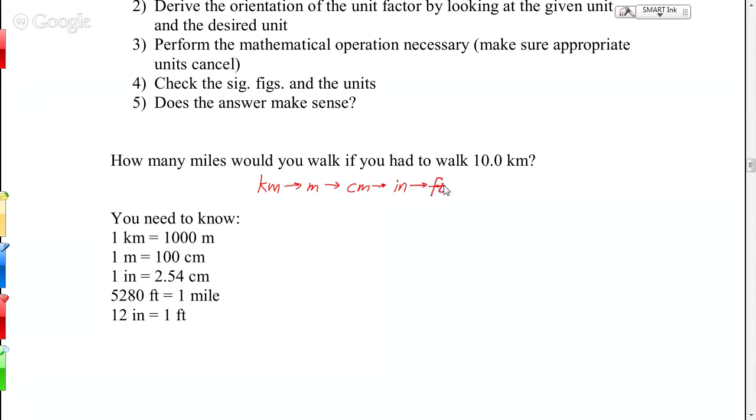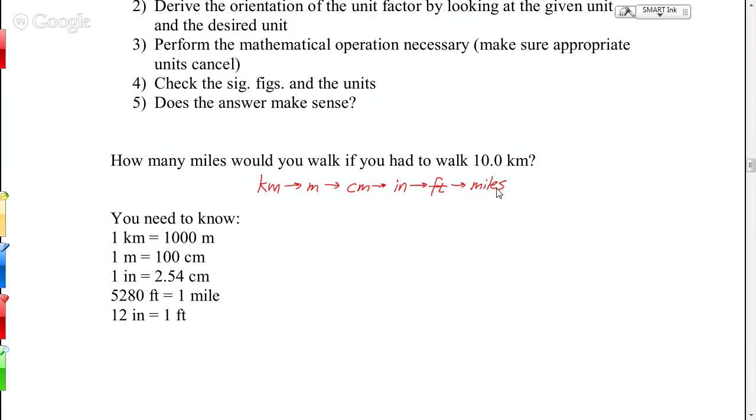then to feet, and then to miles. Everybody see how I came up with that plan? We have to step from one unit to the next. And if these are the only unit factors we have, we have to step from each factor as we have it. So the only thing we know how to get to from kilometers is meters. That's where we have to get to. The only thing we know how to get to from meters is centimeters, so we go that way, and we keep going until we get to miles.